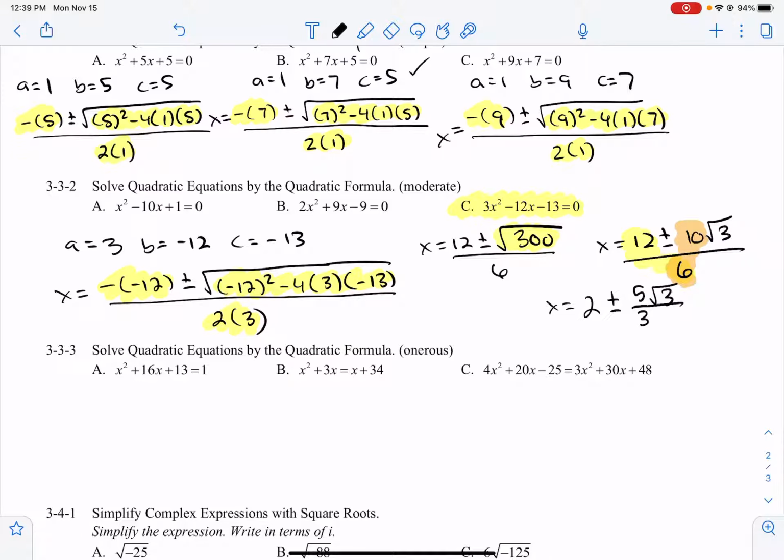You could separate them. Or you could just divide everything by 2 and leave it written in that form. But I like this one. I think this is the cleanest one we got.